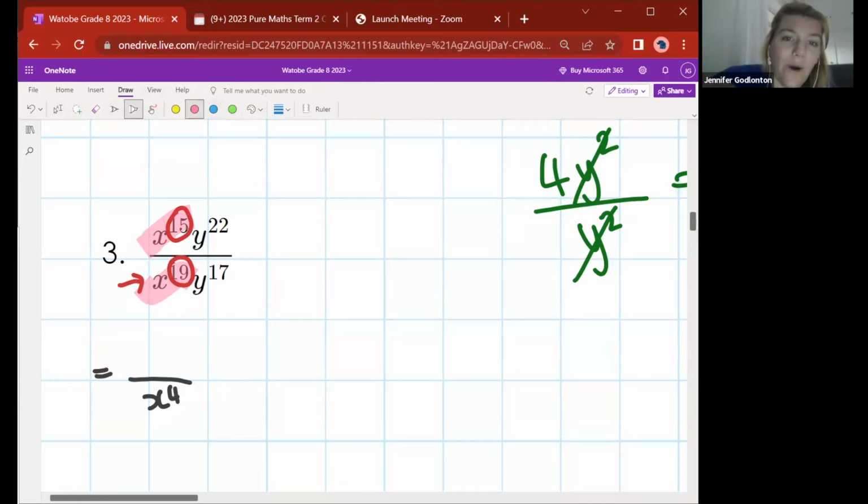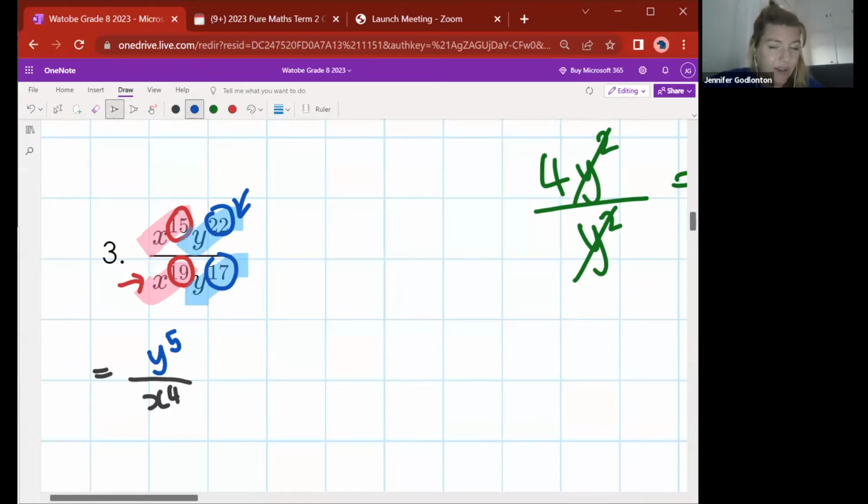Then we're going to look at our y's. We've got y to the 22 and y to the 17. Y to the 22 is bigger than 17, so we're going to say 22 minus 17, and it's going to stay at the top. So y to the power of 22 minus 17 gives us y to the power of 5. We look at where it is bigger, and that's where it's going to stay. Then we take the other number and subtract it from it. So this 5 came from saying 22 minus 17, and this 4 came from saying 19 minus 15, because of our law 2 that we learned on Wednesday.